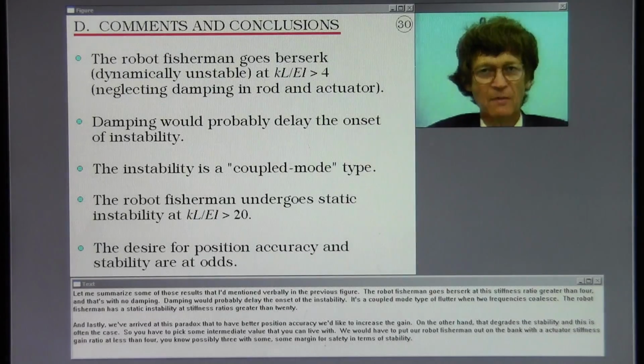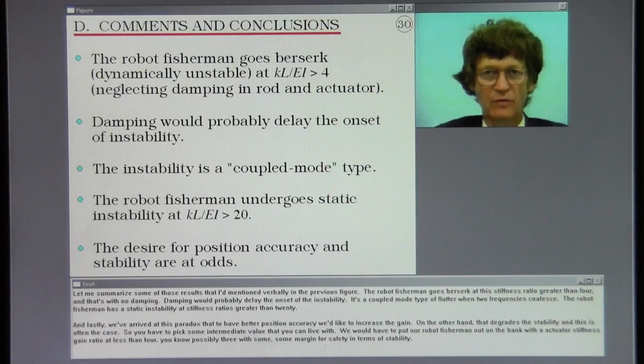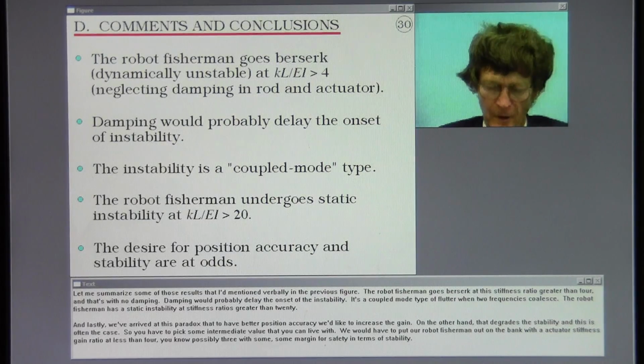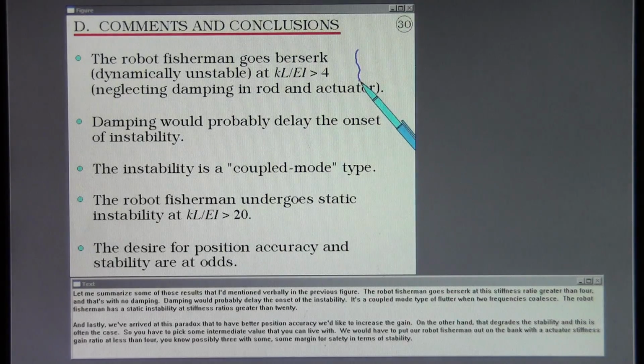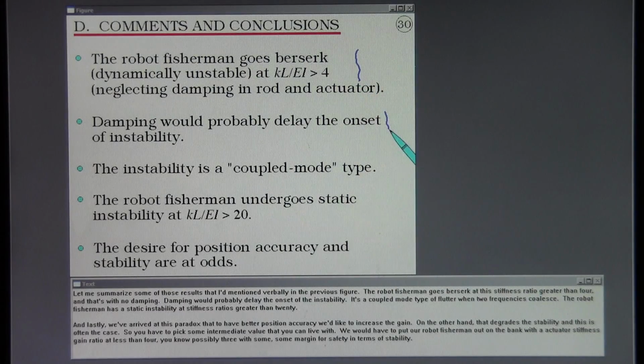Let me summarize some of those results that I mentioned verbally in the previous figure. The robot fisherman goes berserk at this stiffness ratio greater than 4, and that's with no damping. Damping would probably delay the onset of the instability. It's a coupled mode type of flutter when two frequencies coalesce. The robot fisherman has a static instability at stiffness ratios greater than 20.